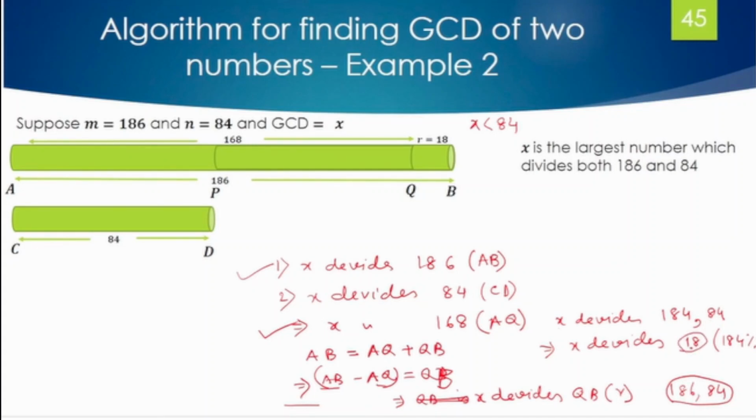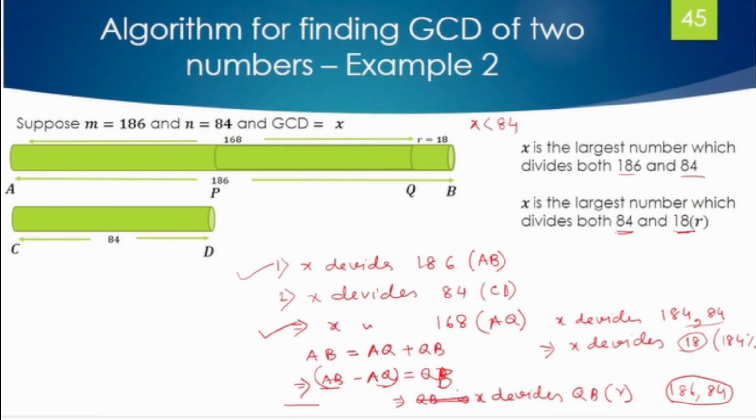Okay, now how do we get this remainder? Just by dividing 184 by 84. So what we can see here, x is the largest number which divides both 84 and 18. We started with x is the largest number which divides 186 and 84 from the definition, and from this we have proven that the same x will also divide 18. So we can write x is the largest number which divides both 84 and 18, right?